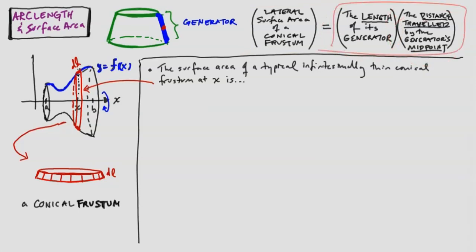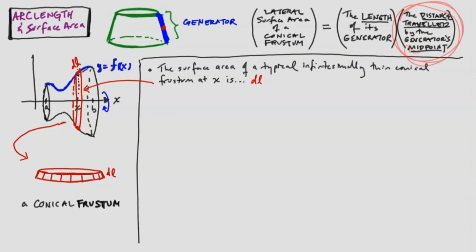And this is the kind of thing you should memorize because it's very memorable. It's not just a formula. You can feel the thing, in a sense. You got this little point traveling a certain distance, multiply that distance by that length, and bang, you've got the surface area. Okay, so what is it here? Well, it's the length of the generator. That, of course, is dl times the distance traveled by the generator's midpoint.